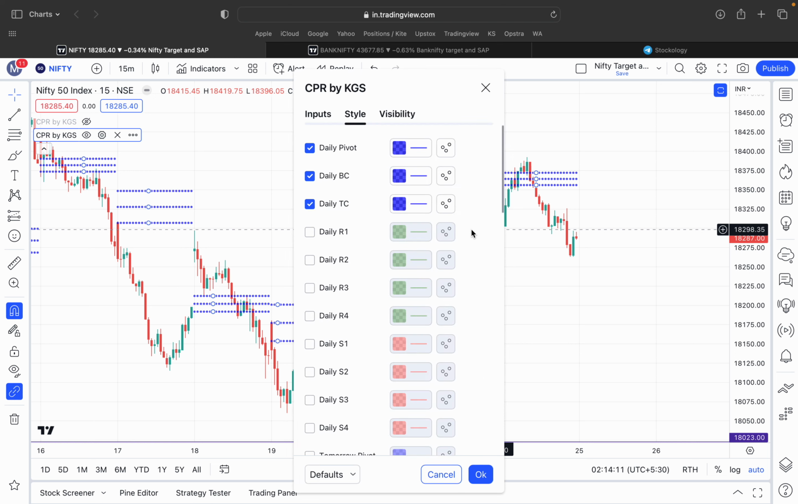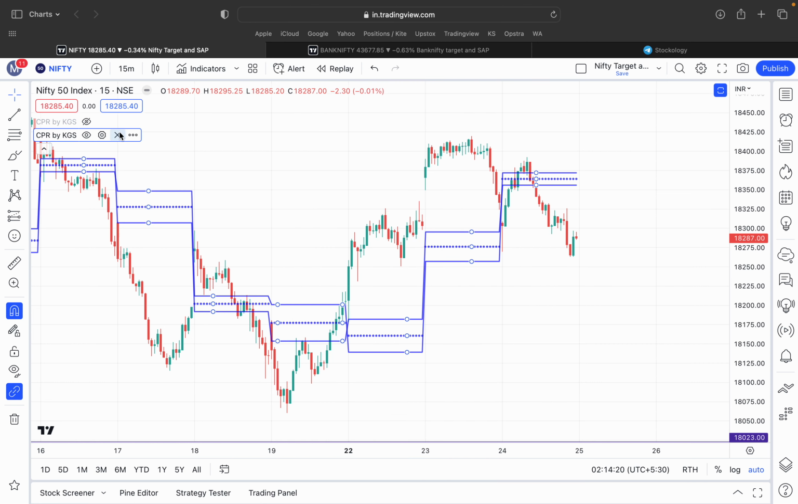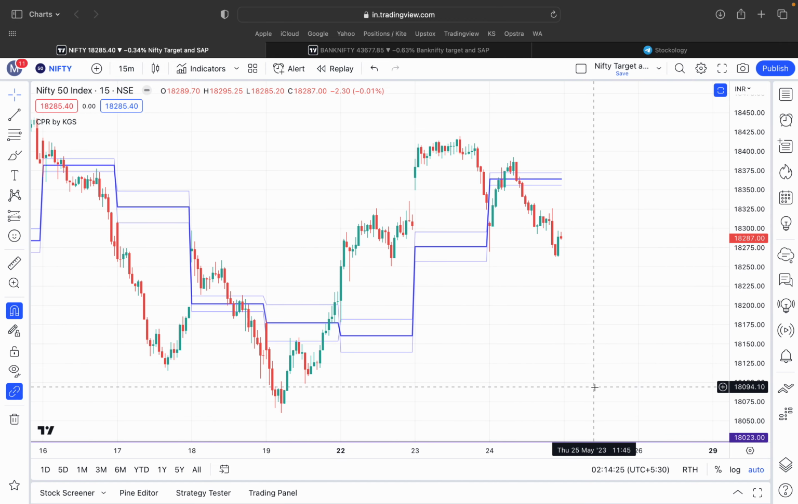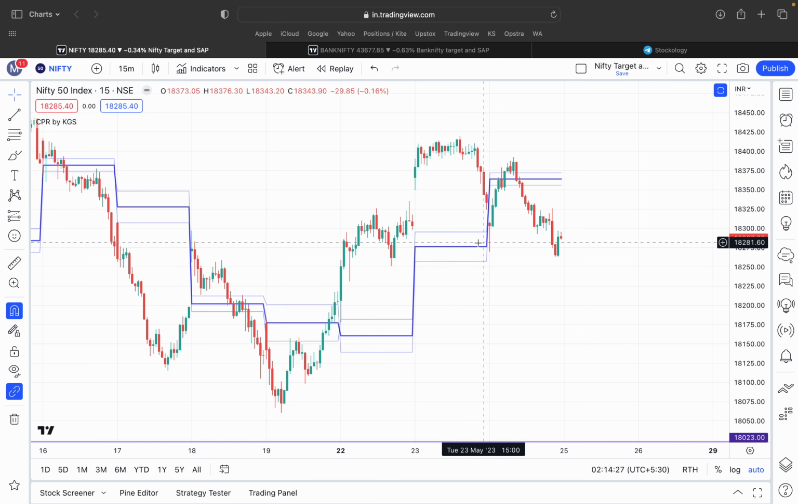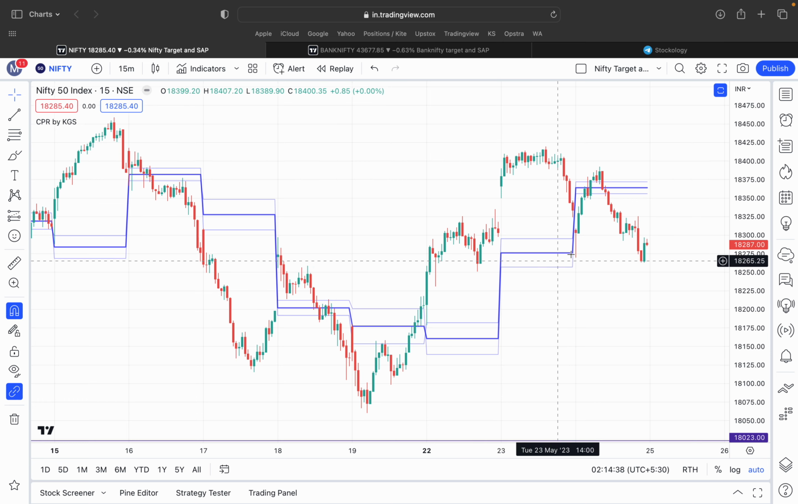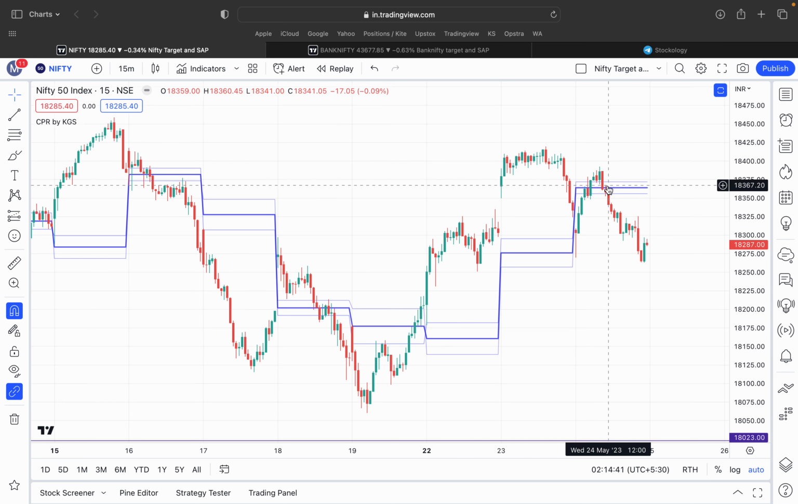settings, and you can style it the way you want. Okay, so I have already done this in my usual CPR. So this is how I usually keep the CPR settings. So here this dark line is the pivot, the upper line is the top control line, and the lower line is the bottom control. So now what we have is the daily pivot, and as I said, you get this CPR every day in the first 5 minutes of the market opening itself.